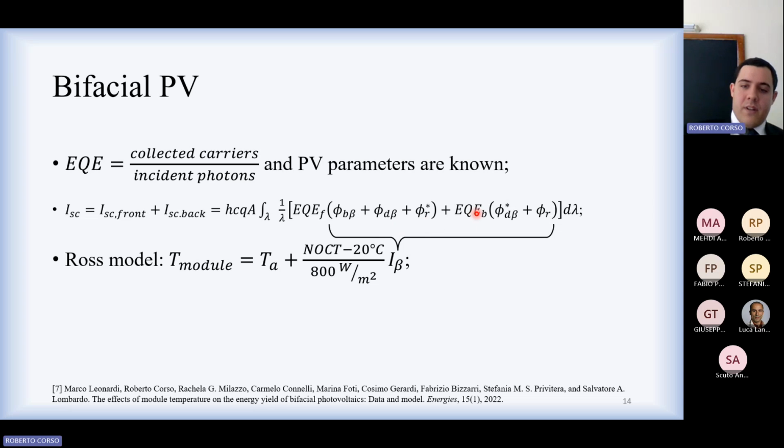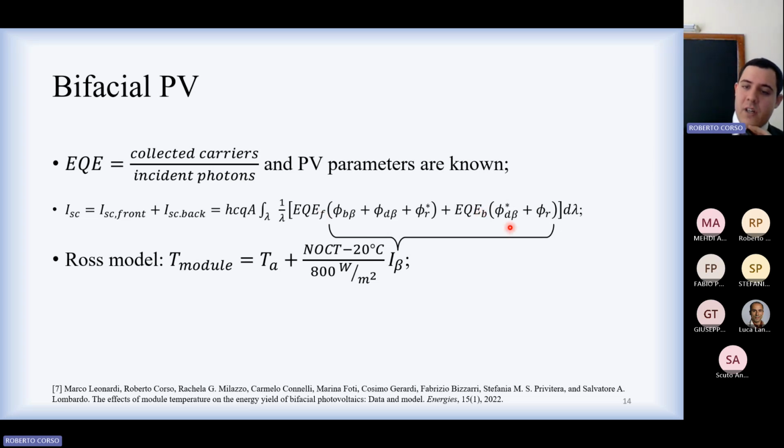We also have the contribution from the back of the module. We have a slightly different external quantum efficiency curve, which is usually lower than the one in the front due to the different contact grid, which shadows a little more the active area of the back of the cell. So this is a bit lower.